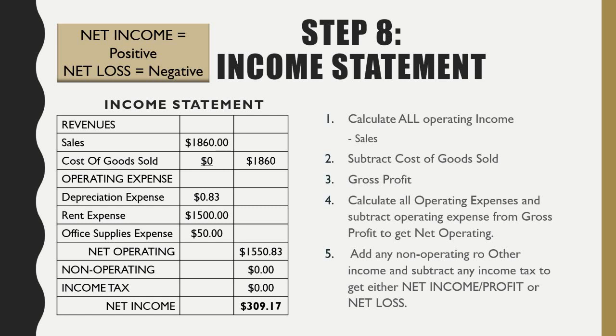Once you've solved for that, you're going to subtract any and all of your operating expenses. And then there are some things in here that we don't calculate for the sake of this class, but you will be introduced to them, like non-operating expenses or non-operating income, which they call other income. If you have any of those, you're going to have to calculate those as well. And lastly is income tax. Depending on what kind of business you are, if you're a corporation, you have to take out your income tax.